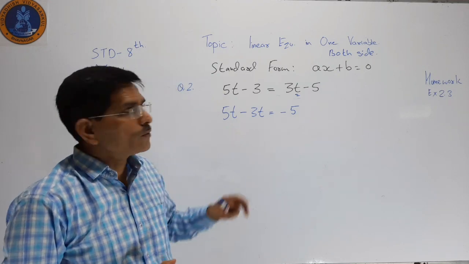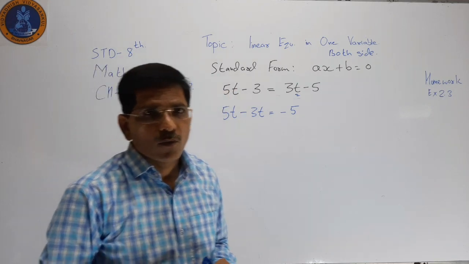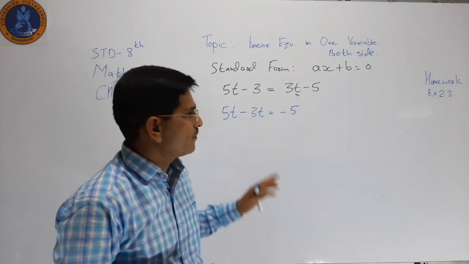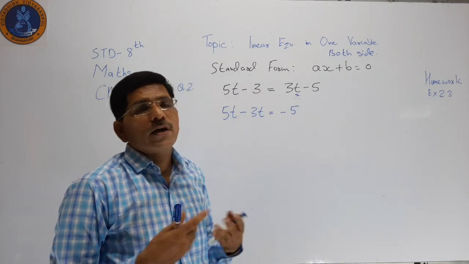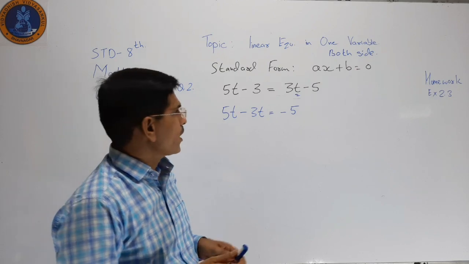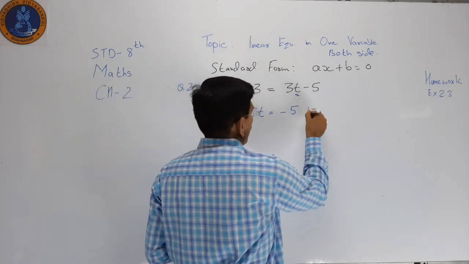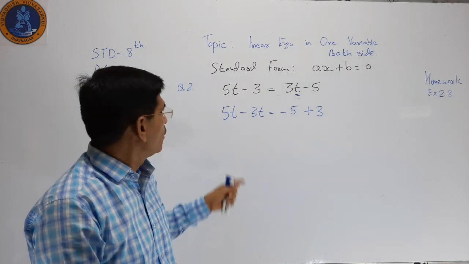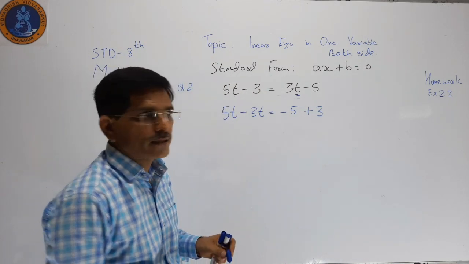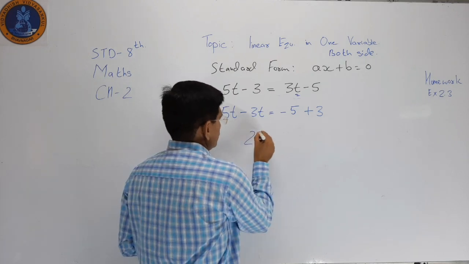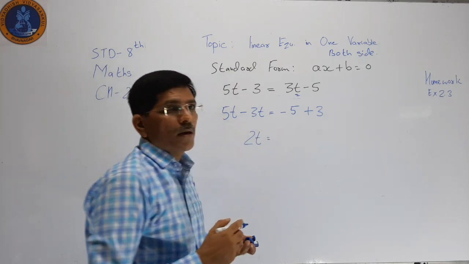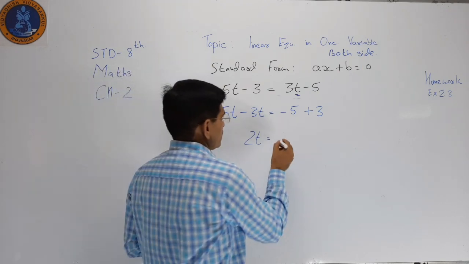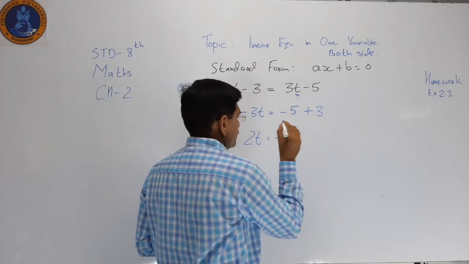Now what happened to this minus 3? Minus 3 again shifts from left hand side to right hand side. So again sign change. So I have to write plus 3. So 5t minus 3t, that is 2t. Minus 5 plus 3, that is minus 2.